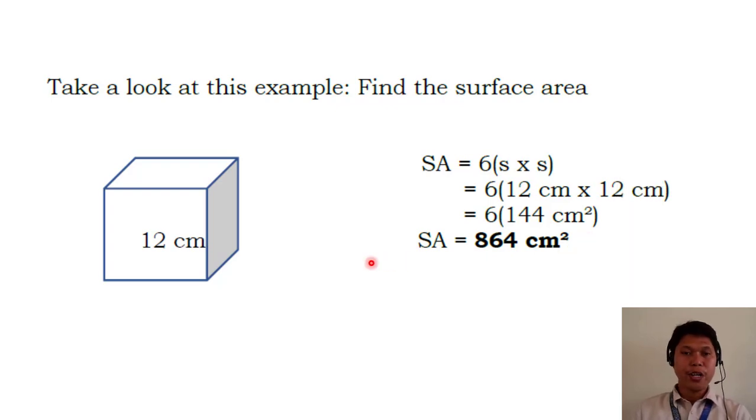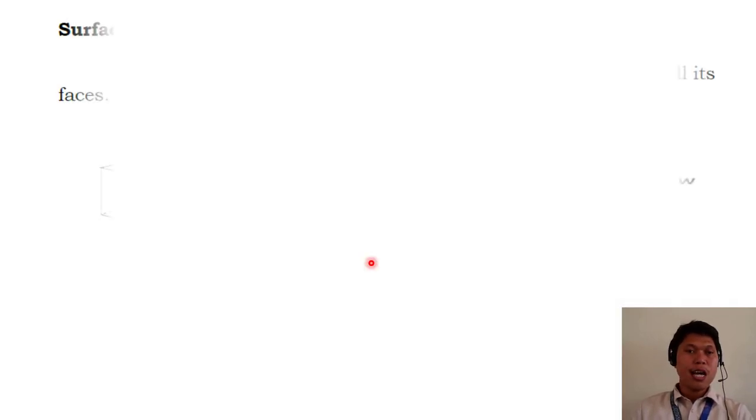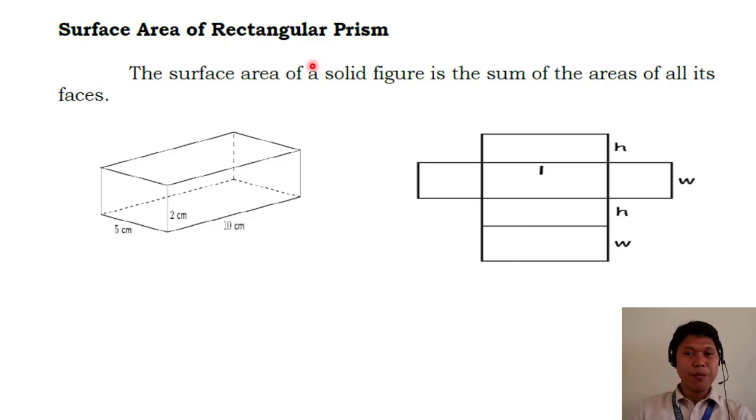Okay, so we're going to continue. How about this rectangular prism? In the previous example, I showed you how to solve for the surface area of a rectangular prism. But this time we are going to have the formula. The surface area of a solid figure is the sum of the areas of its faces.